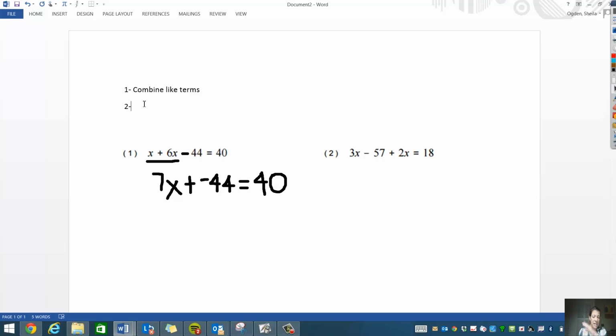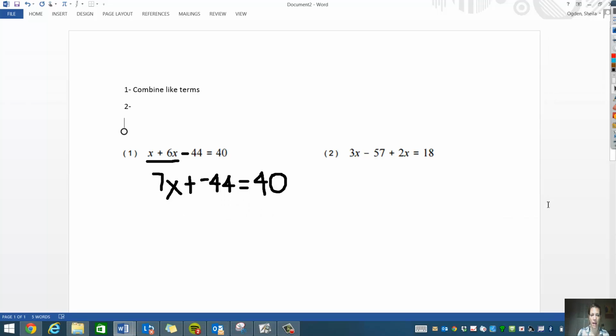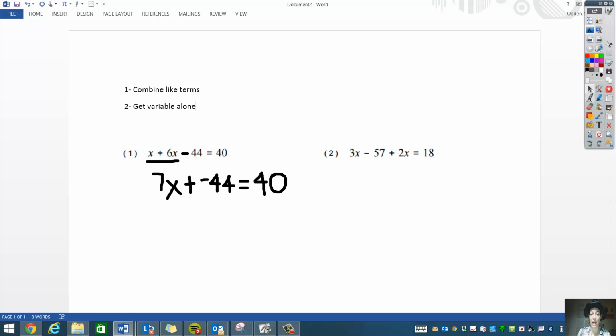My second step: there's an x and a constant, and a constant. There's nothing else that I can combine. So my next step is to get the variable alone. Right now we've got 7x and 44 on one side, and 40 on the other. We want to get the 7x by itself so that we can divide.